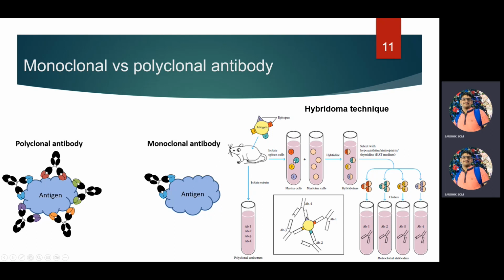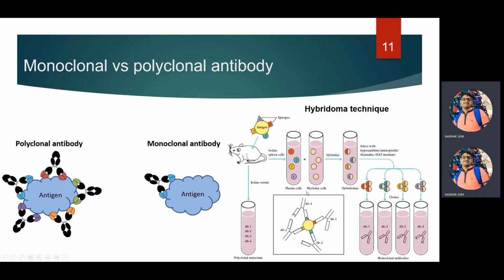Now, there are myeloma cells which have the ability to divide indefinitely. The idea is to hybridomize them. What is the problem with B cells? The problem with B cells is that these cells die very fast. We cannot just isolate one of them and ask it to produce antibodies. What people generally do is use something known as hybridoma.